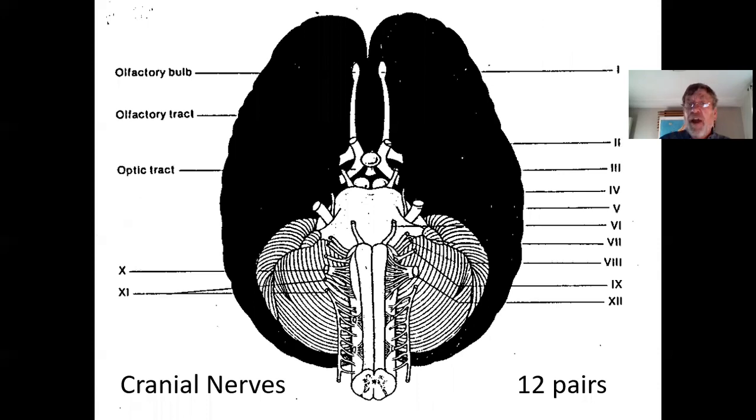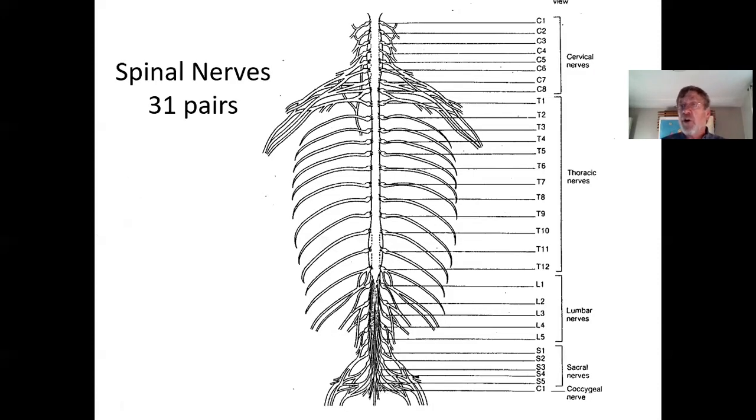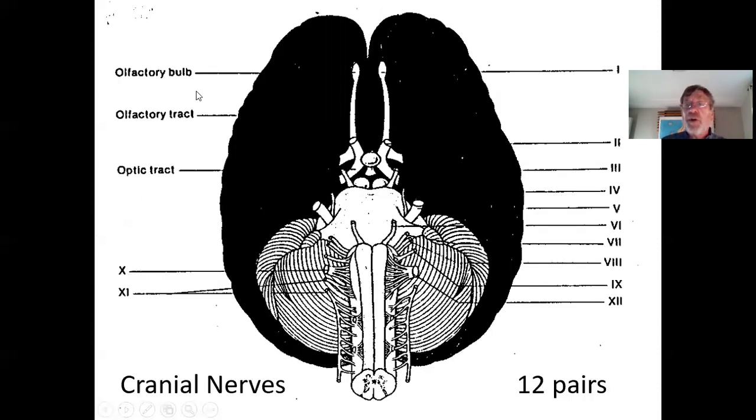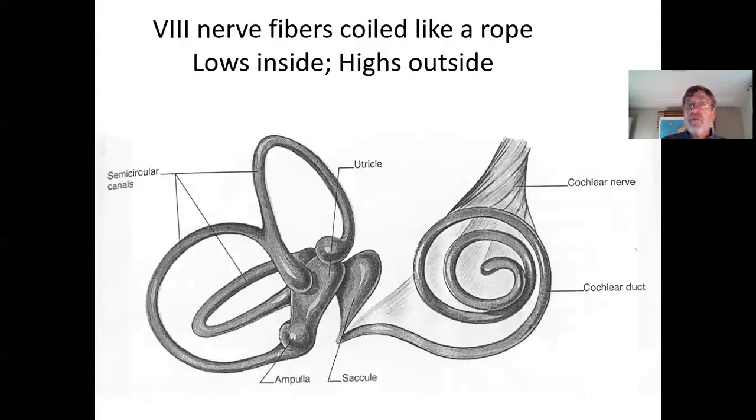Anyway, how many pairs of cranial nerves do you have? 12. Now we're descending outside of the skull, and here's your spinal cord. And your spinal cord has 31 pairs of nerves. Spinal nerves, 31 pairs. Cranial nerves, 12 pairs.